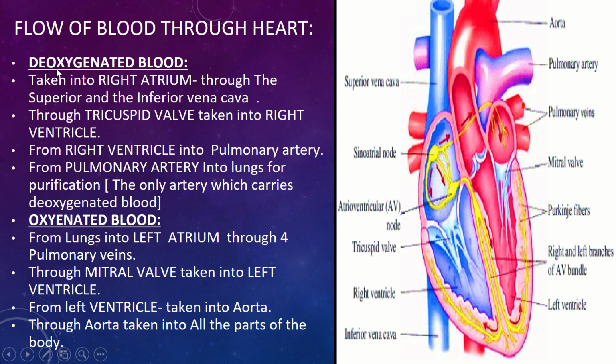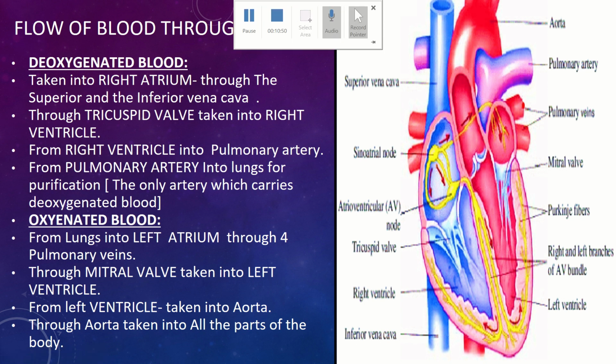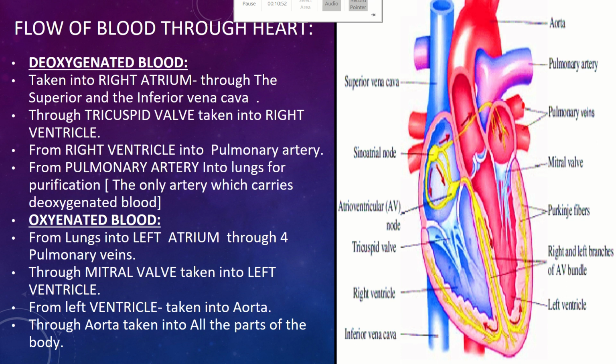Okay. So what happens to the deoxygenated blood? It's taken into the right atrium through the superior and the inferior vena cava. Here you can see the superior vena cava and the inferior vena cava. Blood from all the parts of the body, that means the deoxygenated blood, is being carried through the superior and the inferior vena cava into this right atrium. Okay, through the tricuspid valve it is taken into the right ventricle.